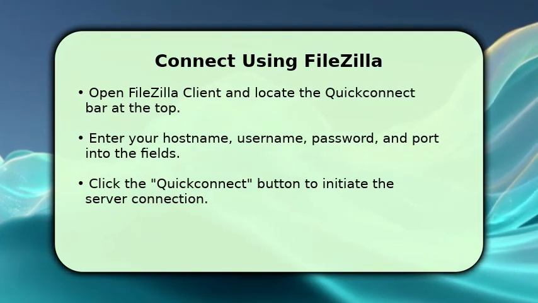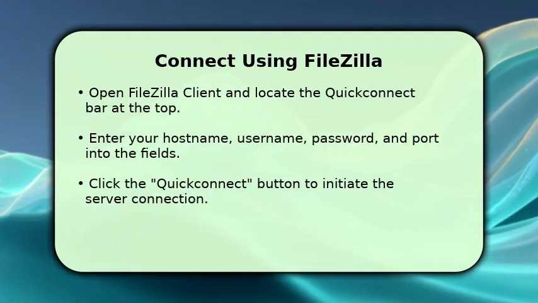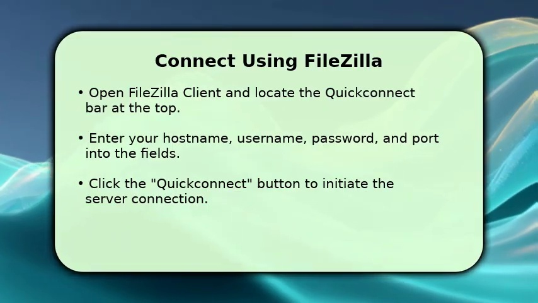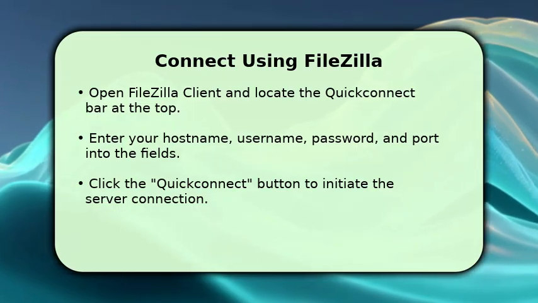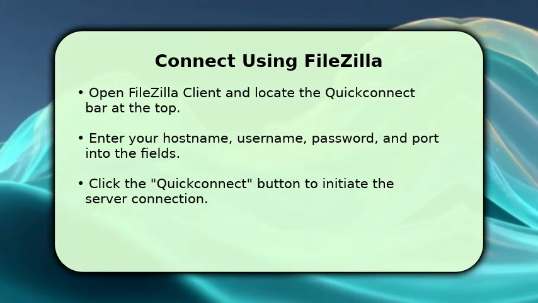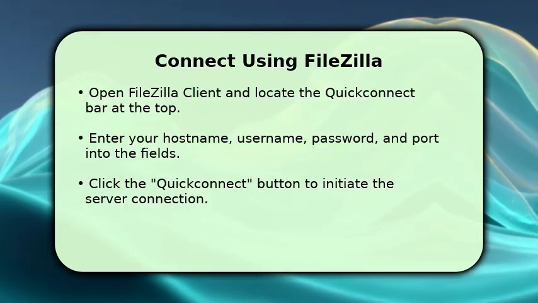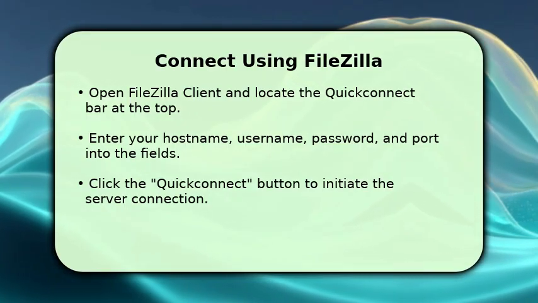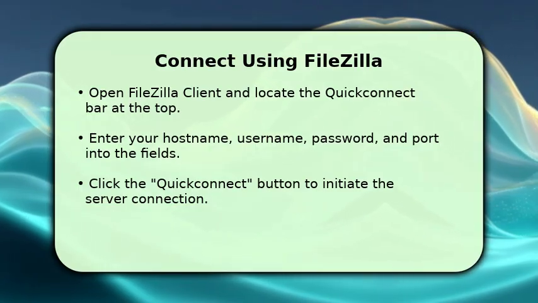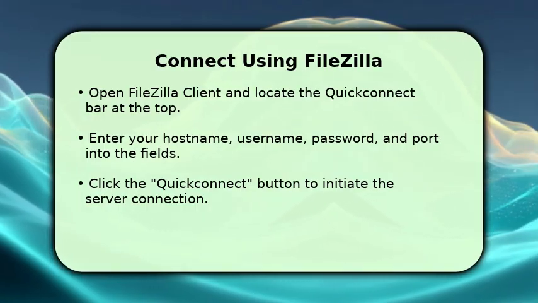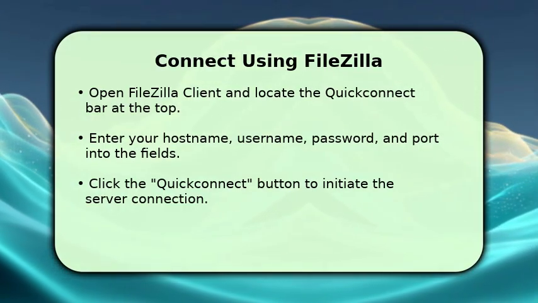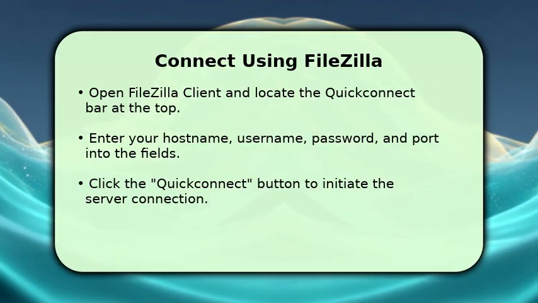Now open your Filezilla client. At the very top, you will see the Quick Connect bar. Input your server's hostname into the first field, followed by your username in the second and your password in the third. For the port, enter 21 or your specific port if different. Then, click the Quick Connect button. The message log will display the connection progress, confirming a successful link or indicating any errors.